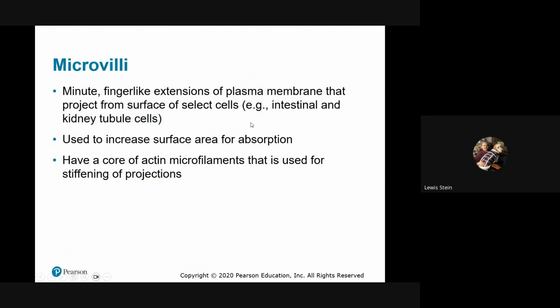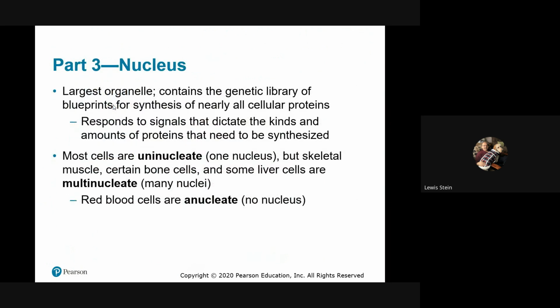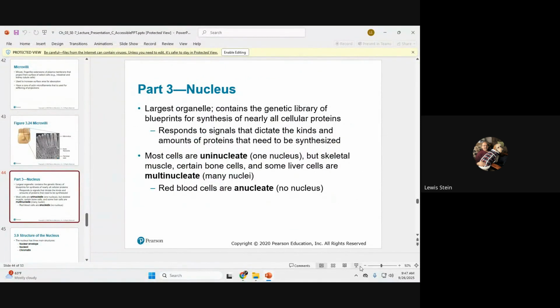So the microvilli are just really little extensions made by actin filaments. And this is where you see them in digestive cells. This is all surface area. Enough. Save the nucleus for another day and time. We'll view the nucleus, and there's not a whole lot left to say about it.